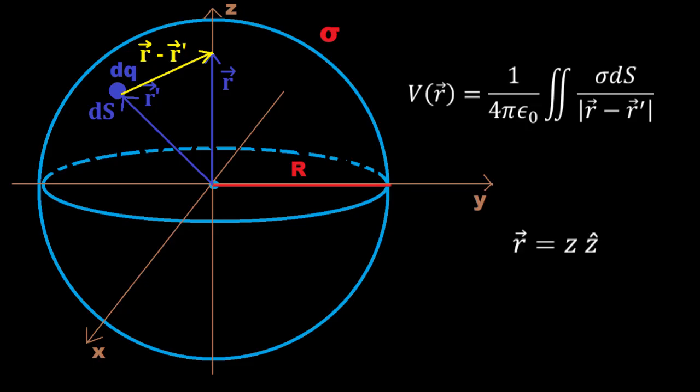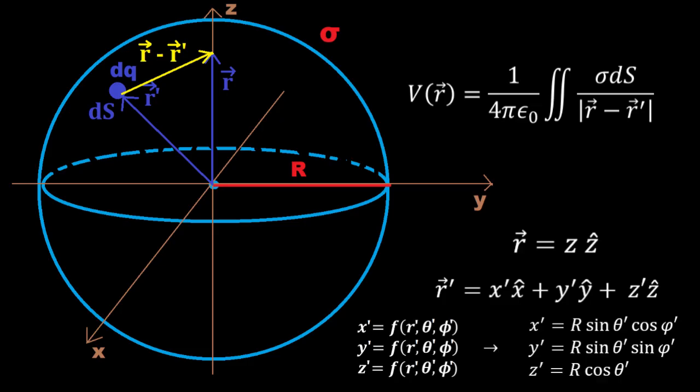It's really cool that we can do that, but for r prime, however, we really need to choose the most general vector possible. So r prime is going to be equal to x prime x hat plus y prime y hat plus z prime z hat. We can now express the components of this vector in terms of spherical coordinates. x prime is equal to big R times sine theta prime times cosine phi prime.